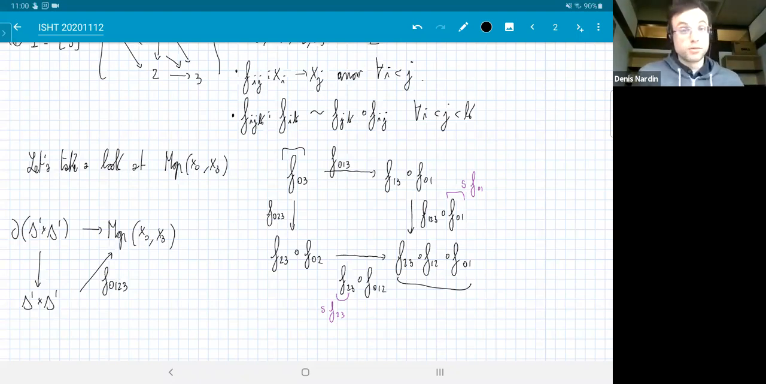Okay, this example is crucial, actually. So let me give you some time to digest it. This also should be part of the diagram.